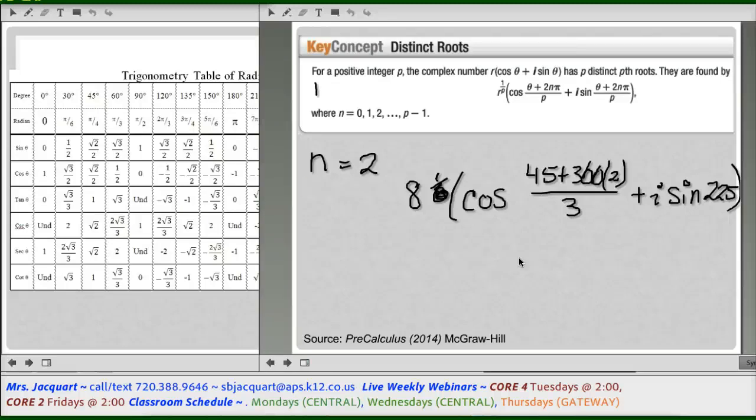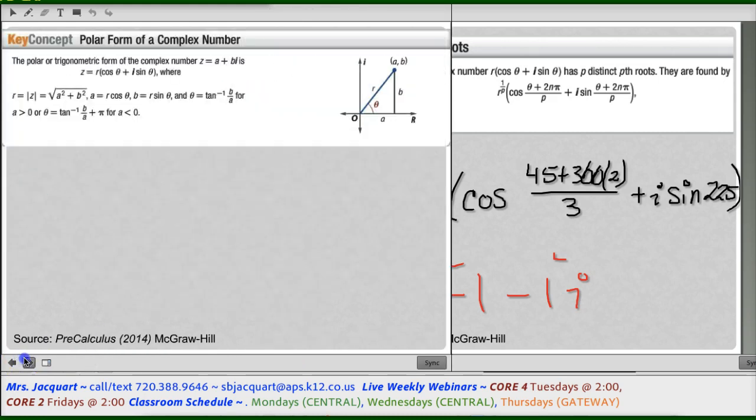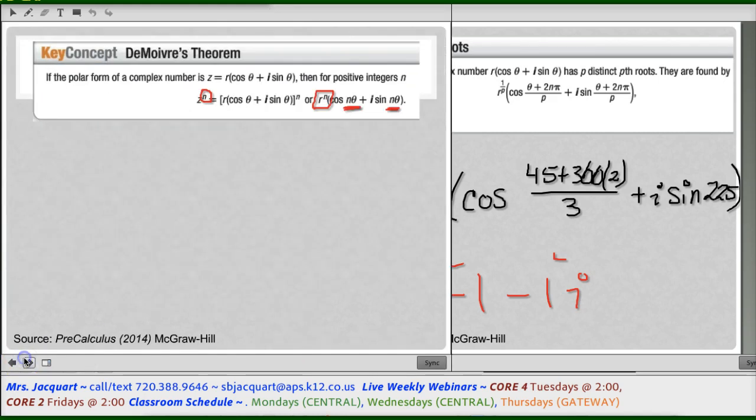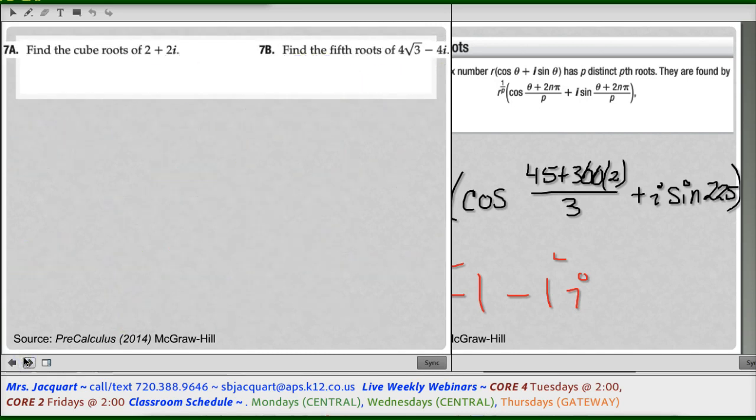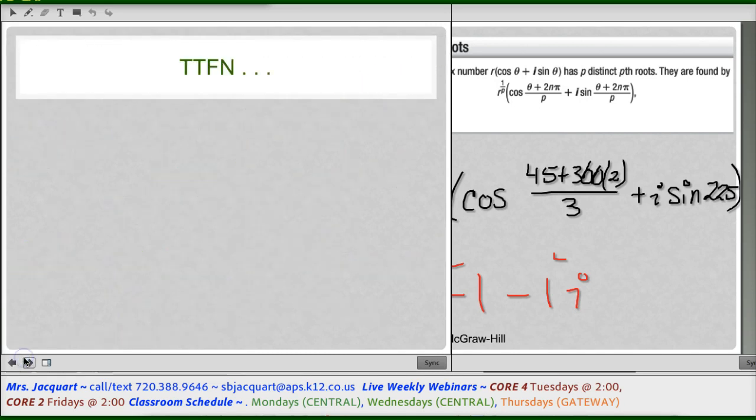So that is n equals 2. Whoa, didn't even write it. Still didn't write it. -1 minus 1i. I think we're done. We are. Alright guys, see you later.